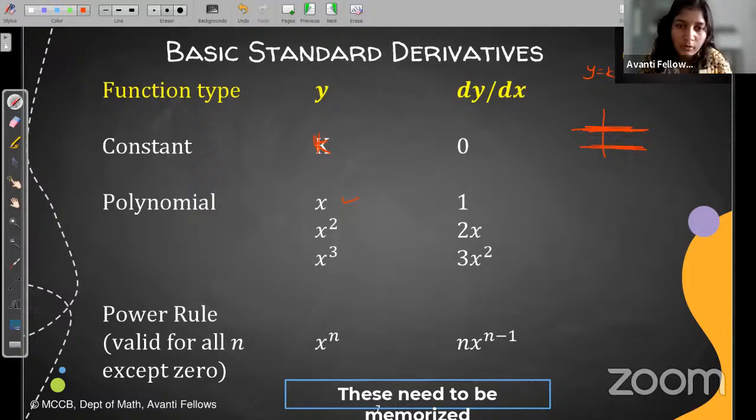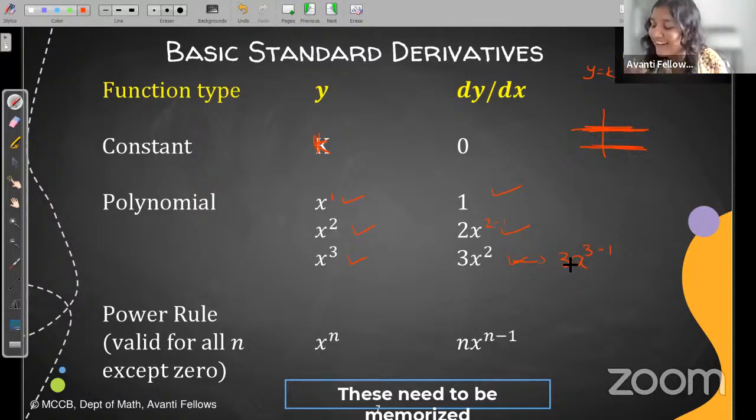Similarly, we have different polynomials and their derivatives here. If a function y is equal to x, then the derivative of that will be what? 1. Okay. And if the function y is equal to x squared, the derivative will be 2x. And if the function y is equal to x cubed, the derivative will be 3x squared. Now observe, you can find a pattern: when x is to the power 1, the derivative is 1. When x is to the power 2, the derivative is 2 into x to the power 2 minus 1. And when x is to the power 3, the derivative is 3 into x raised to 3 minus 1. You can find a certain pattern here, isn't it?